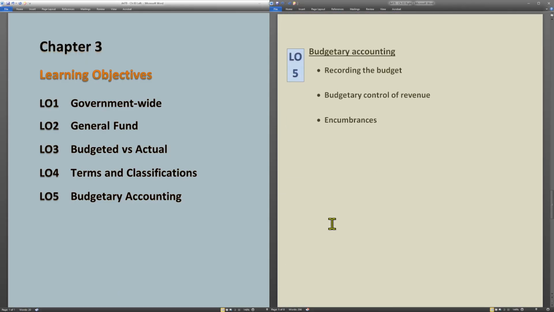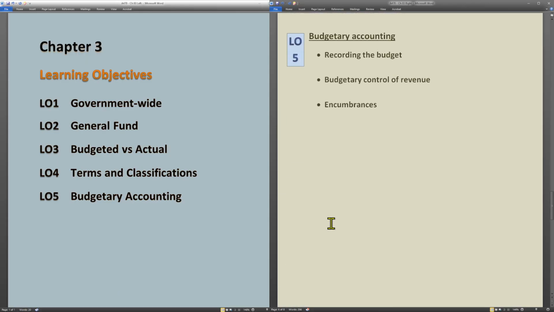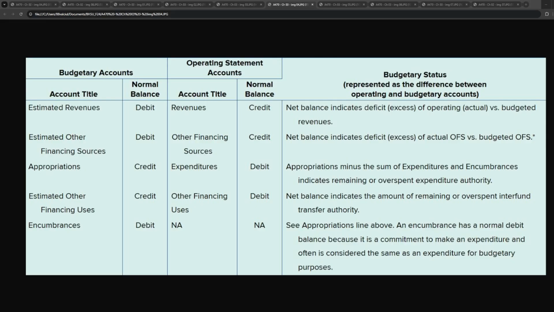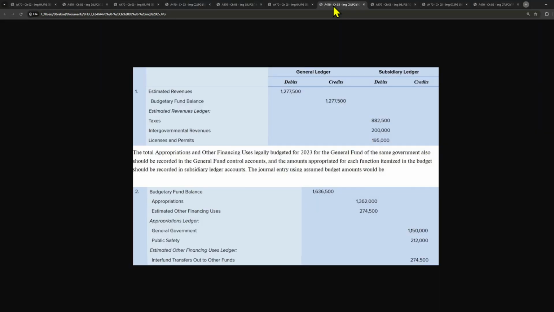Okay, so let's take a look at a couple of journal entries. I'm not going to go through all the ones in the book, but I'm going to go through, I think, 3 of them that I think are important. So let's take a look at some of these journal entries.